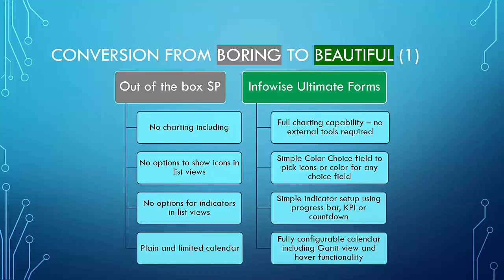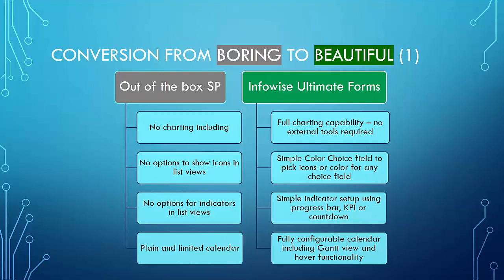No options for icons at all with SharePoint. With Infowise, I showed you, basically it's 2 or 3 mouse clicks to just assign an icon to those fields. So really just within a minute or two, you completely change the look of your list dashboard. No indicators at all in out-of-the-box SharePoint. I showed you those progress bar, KPI flags, and even countdown indicators make a tremendous difference in terms of how your dashboards will look. The calendar in SharePoint, very few options or configuration.